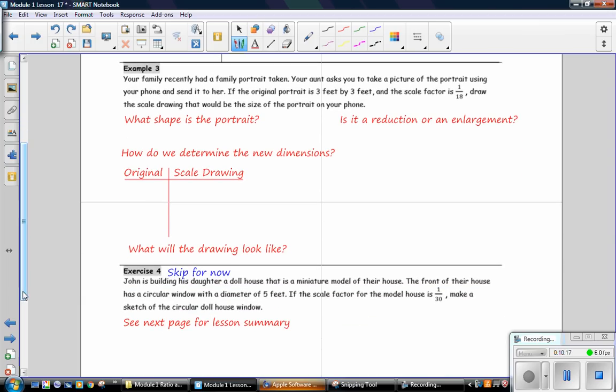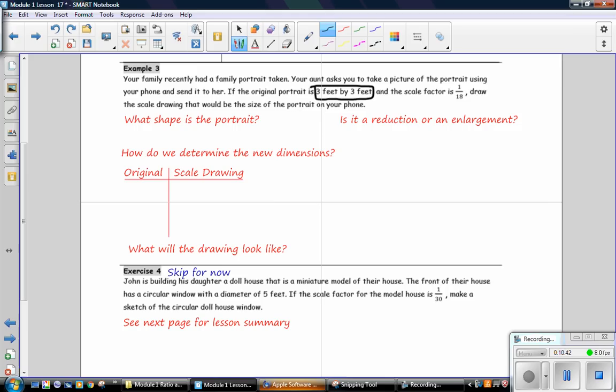Your family recently had a portrait taken. Your aunt asks you to take a picture of the portrait using your phone and send it to her. If the original portrait is 3 feet by 3 feet, and the scale factor is 1/18th, draw the scale drawing that would be the size of your portrait on your phone. So what is the shape of the portrait? The shape of the portrait is a square, 3 feet by 3 feet.